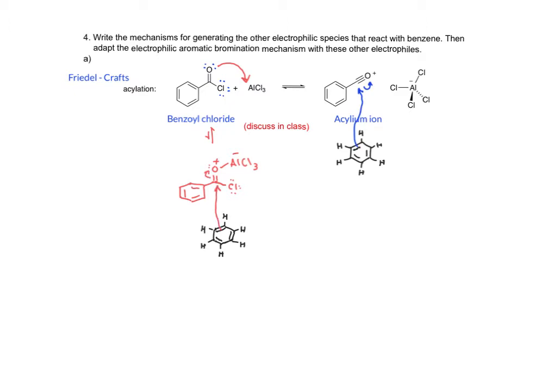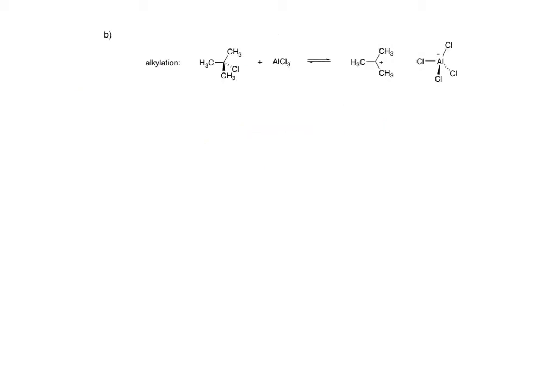Turning to the next page of the worksheet, the alkylation of benzene can also be accomplished from alkyl halides upon activation with aluminum trichloride. This transformation was also discovered by Friedel and Crafts.